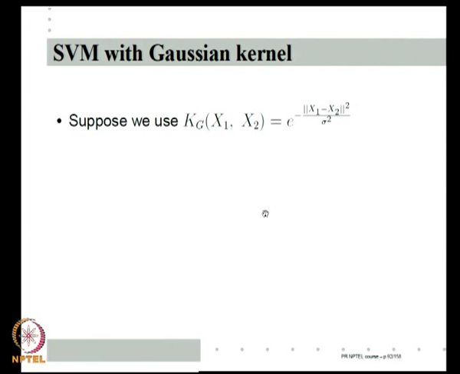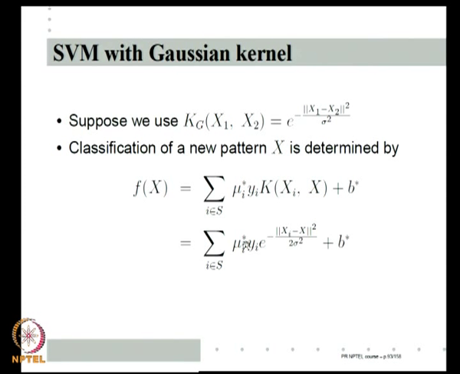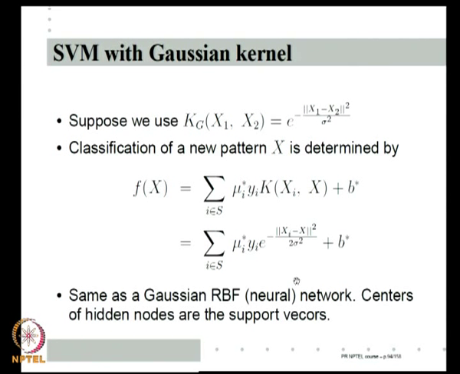Suppose we use the Gaussian kernel. If I use the Gaussian kernel, what will be my final classification of a new pattern after learning? f(x) is sum over i of mu i star yi K(xi, x) plus b star, that is what I will calculate, as we have already seen. Now, K(xi, x) is nothing but e to the power minus norm of xi minus x whole square by 2 sigma square. This is what I calculate. What does this look like? You think of mu i star yi as some constant, b star as some other constant, then this looks exactly like what? A Gaussian RBF network, right?